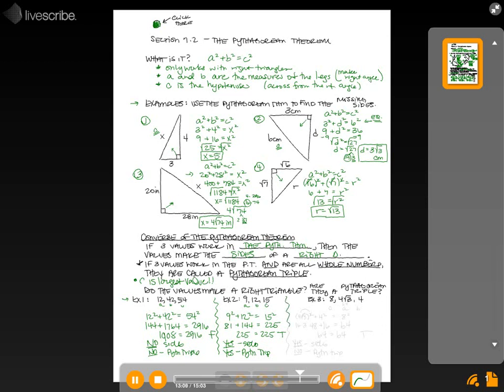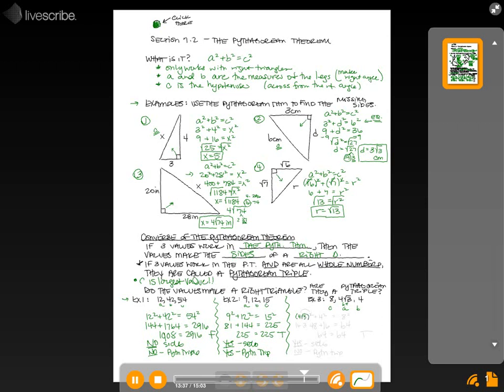One more example here. Okay, example 3, we've got three values, 8, 4 root 3, and 4. Well, 4 root 3, we don't really know what that is as a decimal, so we're going to go ahead and put it in our calculator. We're going to see what it is as a decimal. It's about 6.9, which means that 8 is our largest value, so it has to be C, and then these could be either or, it doesn't matter. So let's plug it into our Pythagorean theorem.